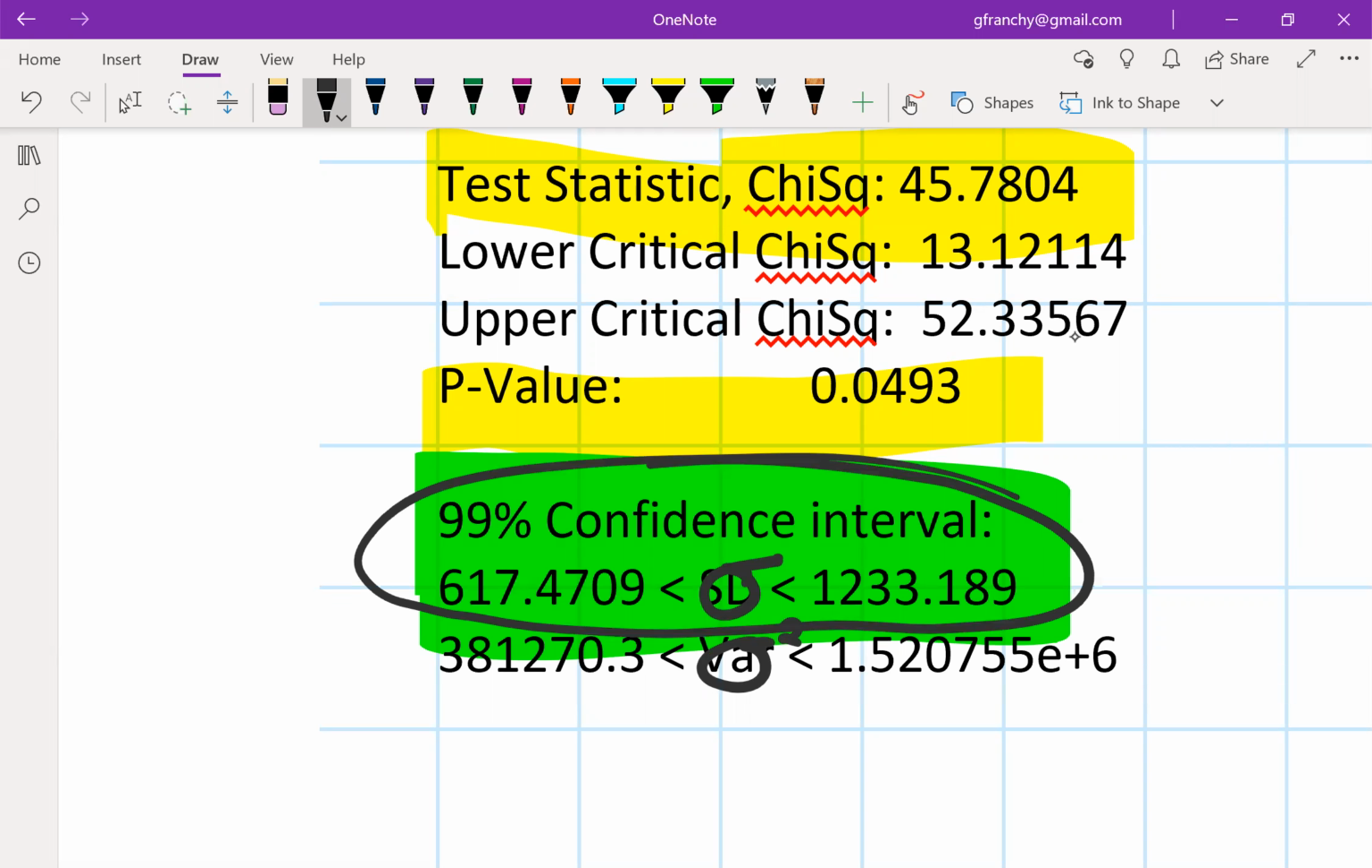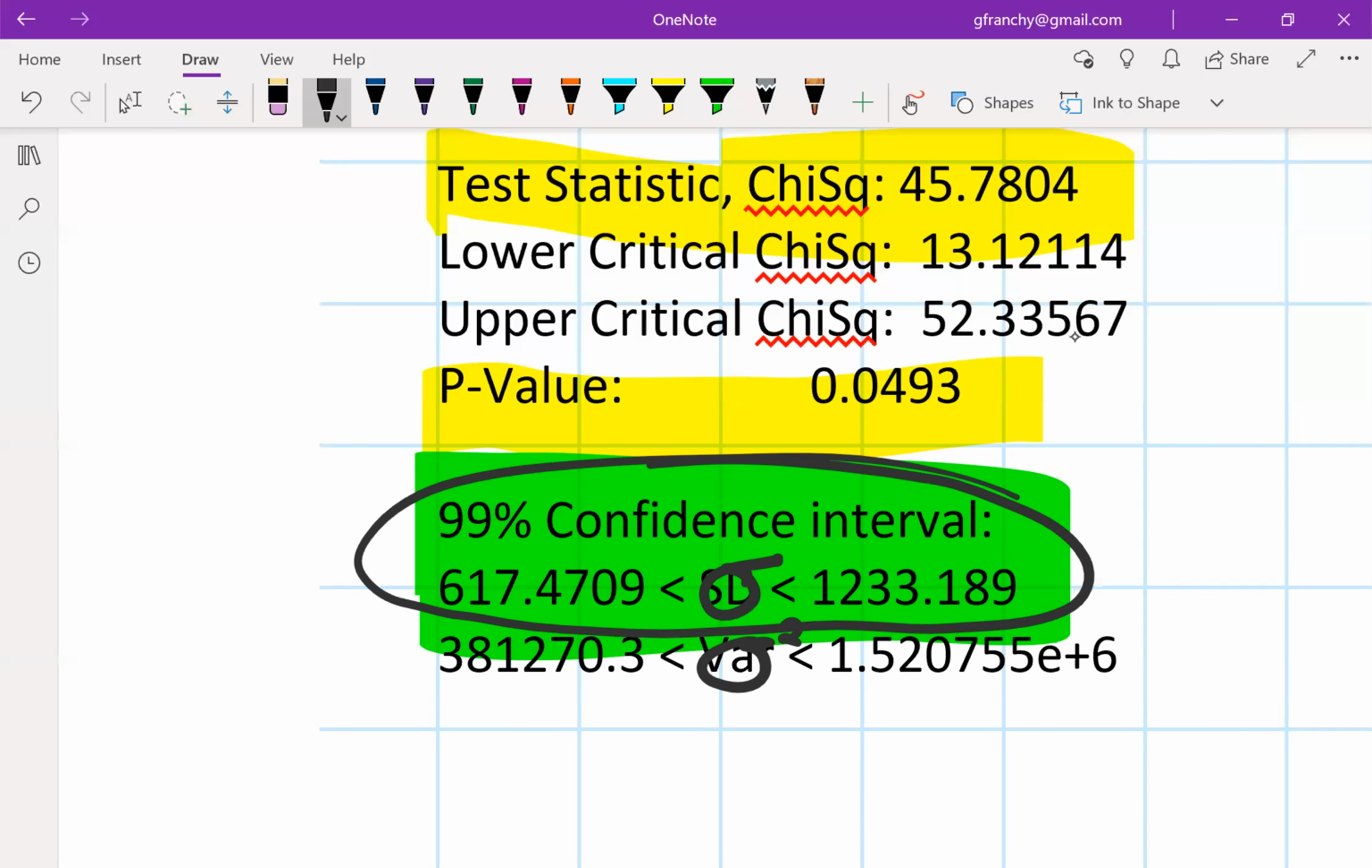So the population standard deviation based on this sample could be all the way down to 617.5 or as high as 1233.2. So there's quite a bit of range there.